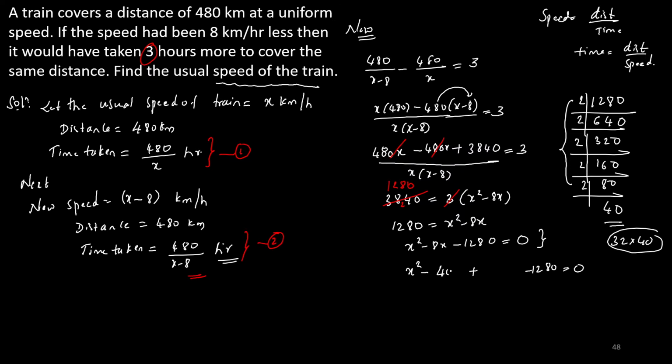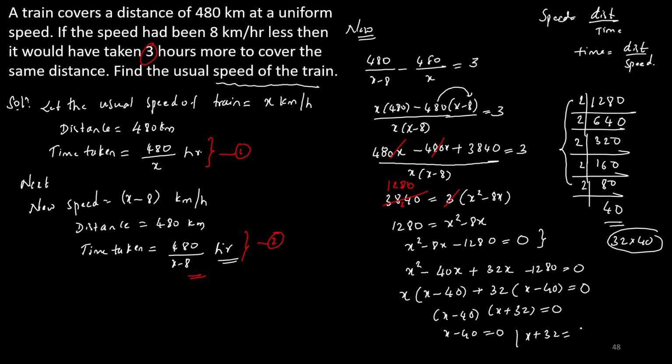So I can write this as x square minus 40x plus 32x minus 1280. When I take x out, x minus 40 plus 32, x minus 40 equal to 0. So x minus 40 then x plus 32 equal to 0. So x minus 40 equal to 0 or x plus 32 equal to 0. By the zero product rule, x is equal to 40 or x is equal to minus 32. This is ignored.